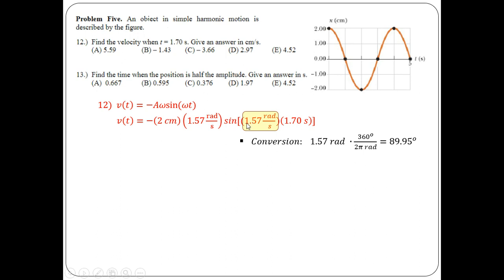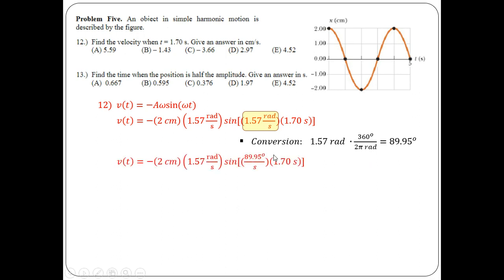You need to convert 1.57 rad into degrees, and the conversion is for every 2 pi rad, which is 1 revolution, 1 cycle, and that is just a circle, and there are 360 degrees in a cycle. If you do that conversion correctly, you should get about 89.95 degrees for this particular problem, okay?